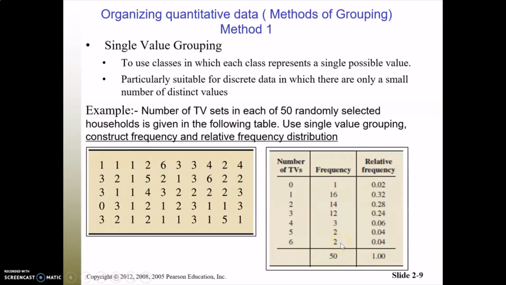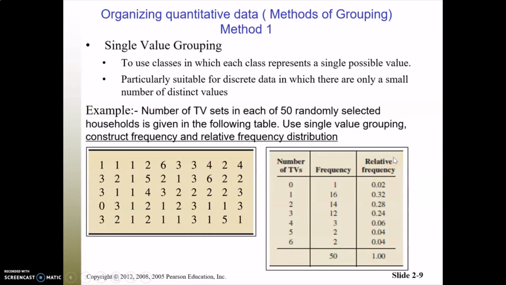Why? Because these are the total number of observations. So remember, the sum of all frequencies is always equal to the total number of observations. And how do I get a relative frequency? I divide each frequency by the sum. This number comes from 1 divided by 50. This number comes from 16 divided by 50, 14 divided by 50. And again, if I add all these numbers, the sum will always come out to be 1. The sum of all relative frequencies is always equal to 1.